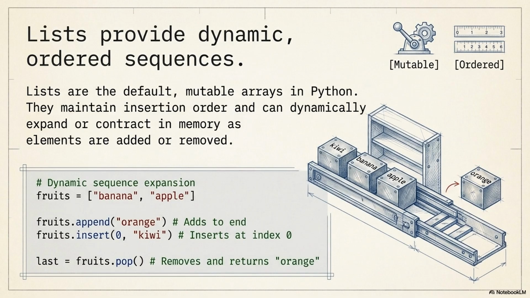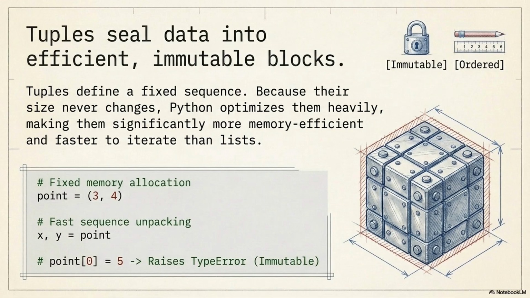Let us begin with lists. A list is Python's default dynamic, ordered sequence. If you need to keep items in insertion order and you expect the collection to grow, shrink, or be rearranged, a list is usually the first tool to reach for. Lists are mutable, which means you can append to them, insert into them, remove from them, and update individual positions. That flexibility is the list's strength. It is also the reason lists should be used deliberately.